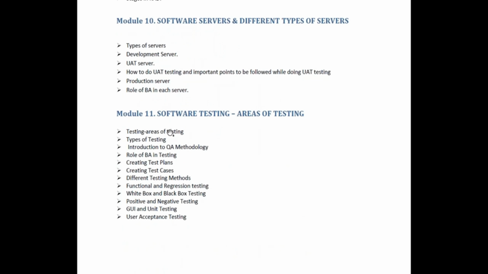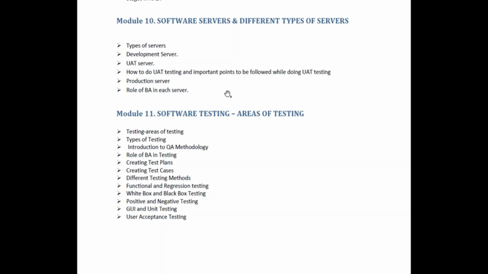That is what is testing and areas of testing, what are the types of testing, what is an introduction to QA methodology, the role of a BA in testing, creating test plans, how to create test cases and different testing methods, and what are functional and regression testing, what is white box and black box testing, what is positive and negative testing, what is GUI and unit testing, and what is user acceptance testing, that is UAT.